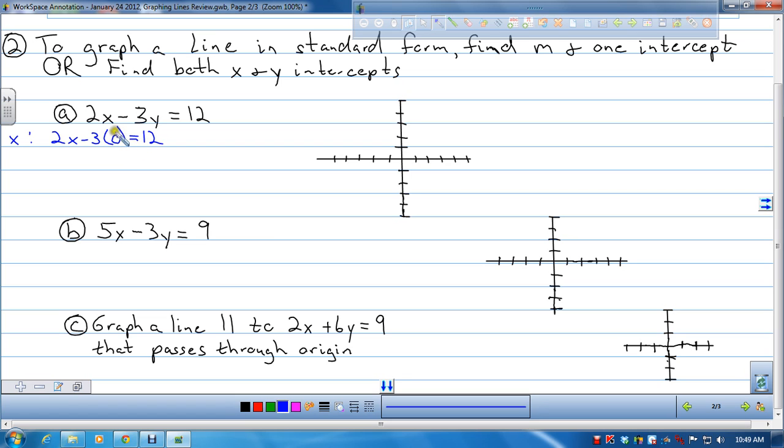that's going to go away, right? So all I have is 2x equals 12 or x equals 6. So I have an x-intercept at 6. 1, 2, 3, 4, 5. And then let's say it's out in here.